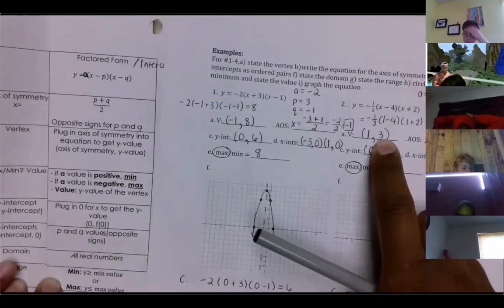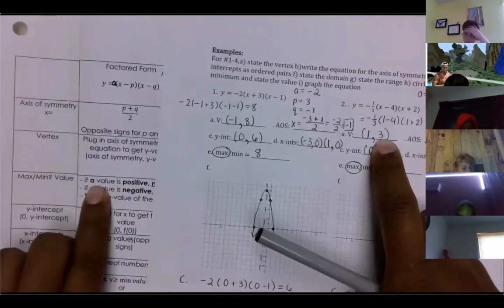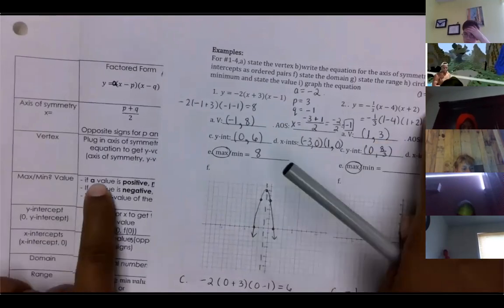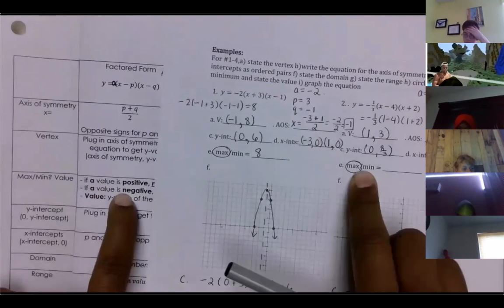Mm-hmm. So not quite. Remember, the maximum and minimum is always dependent on the A value. So your A is -1/3. Anytime your A is negative, you're going to have a maximum. Does that make sense?